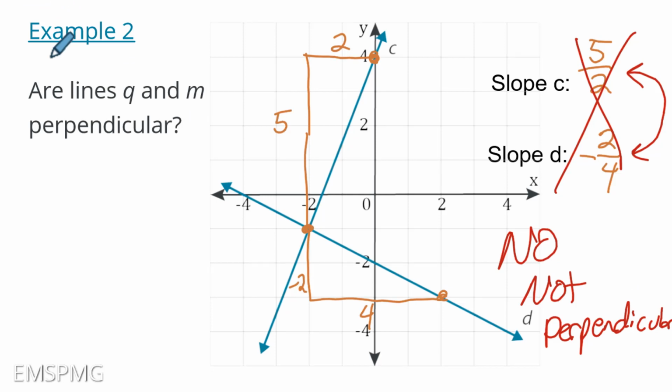Okay, is there one more example here? Nope. Okay, so try out some problems on this. You guys try it out and use the opposite reciprocal concept, and I'll see you guys in the next video.